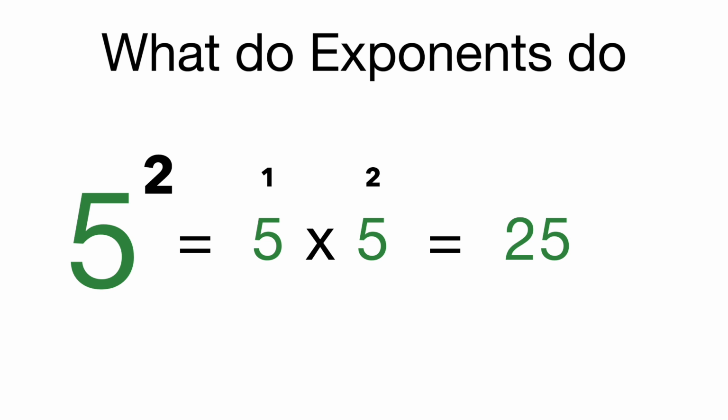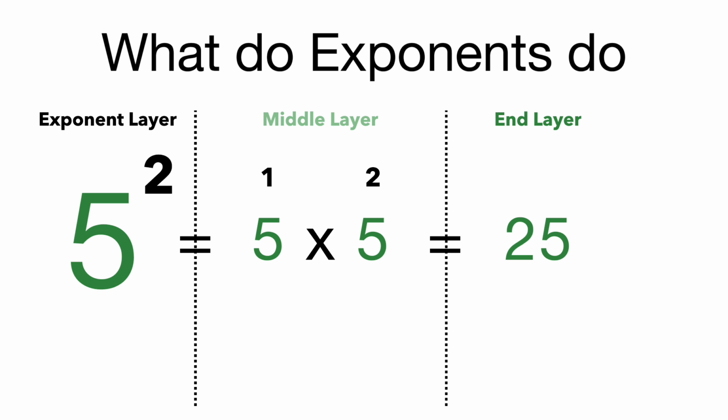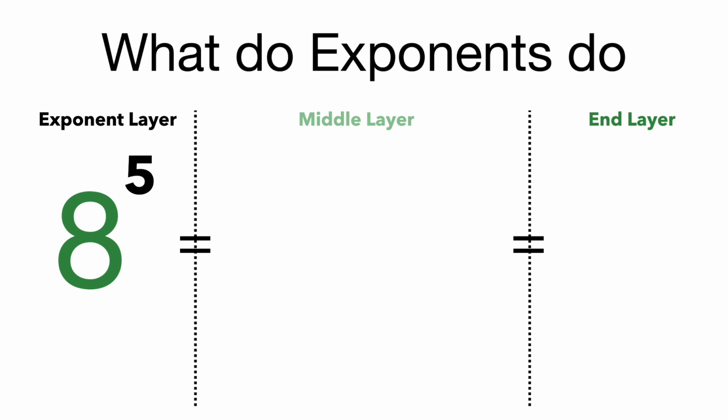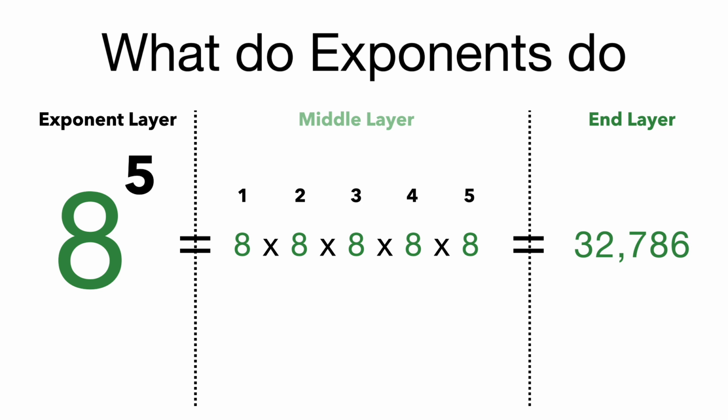So what we're going to do is some examples where we break this up into sections. We're going to have the exponent layer, the middle layer, and then the end layer. So if we cut here and here, we're going to do different examples with this. Let's go with 8 to the 5th power in the exponent layer, and the exponent layer is in exponent base form. Again, we know that means it's going to be 8 times itself 5 times. So we count 1, 2, 3, 4, 5 8s there, and then 8 times 8 times 8 times 8 times 8, 5 times, is going to give us an answer of 32,786.